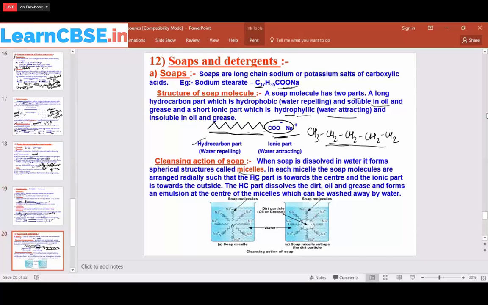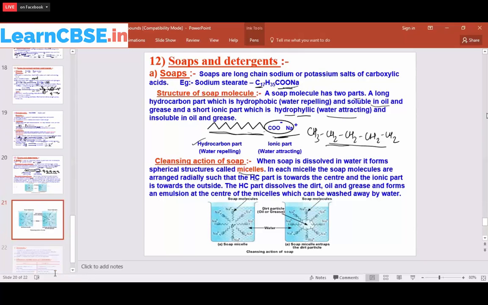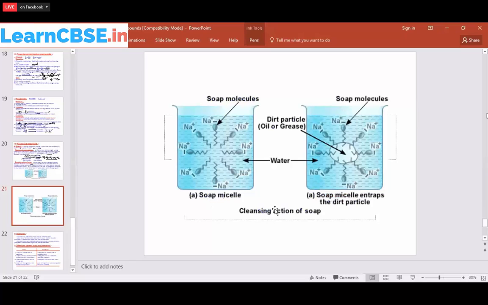So this hydrocarbon chain makes the dirt soluble and removes it from the cloth, and that makes the cloth free from the dirt. So here, this is the cleansing action of the soap. See here, it's forming the micelle. This we call micelle formation.